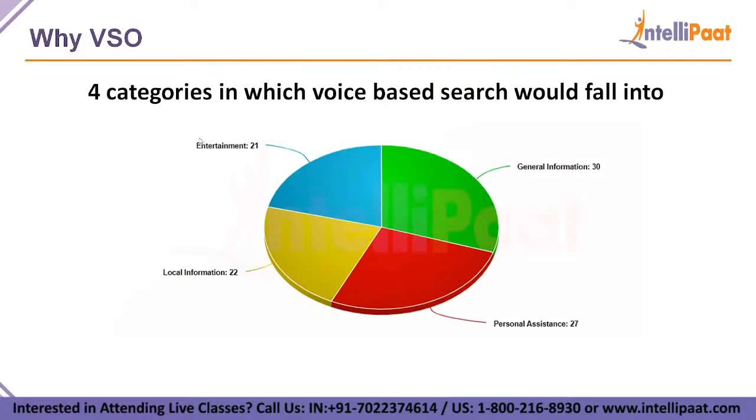So what are the four categories in which these voice-based searches would fall into? 21% for entertainment, general information for 30%, and 22% for local information. This is why local information. That is why you have to work on your local SEO. And you can always work on giving your details on Google My Business or Yelp for being recognized in this local information. And also you can go for personal assistance, that is 27%. People rely on voice search for personal assistance.